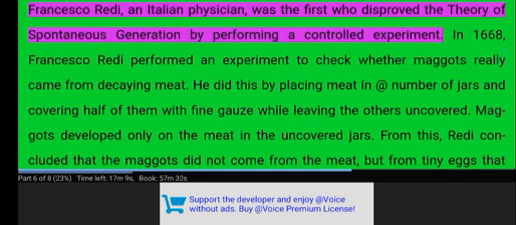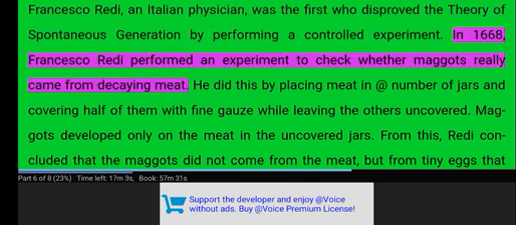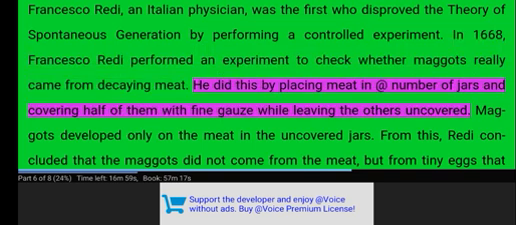Francesco Redi, an Italian physician, was the first to disprove the theory of spontaneous generation by performing a controlled experiment. In 1668, Francesco Redi performed an experiment to check whether maggots really came from decaying meat. He did this by placing meat in a number of jars and covering half of them with fine gauze while leaving the others uncovered. Maggots developed only on the meat in the uncovered jars.